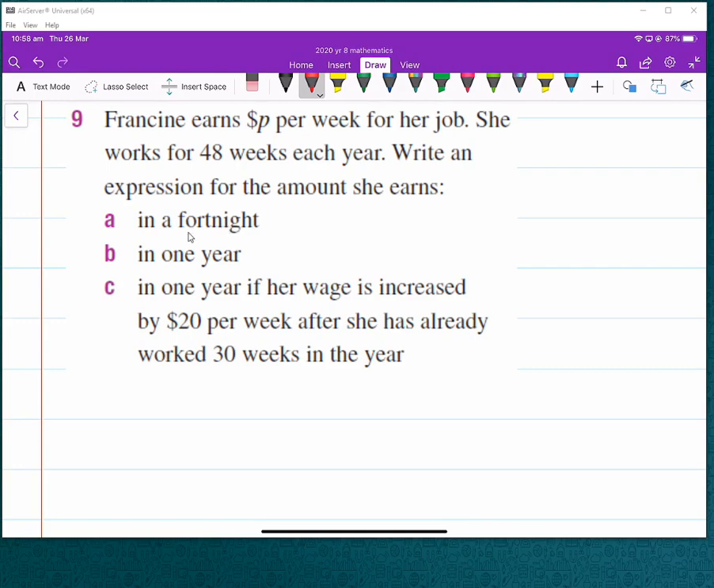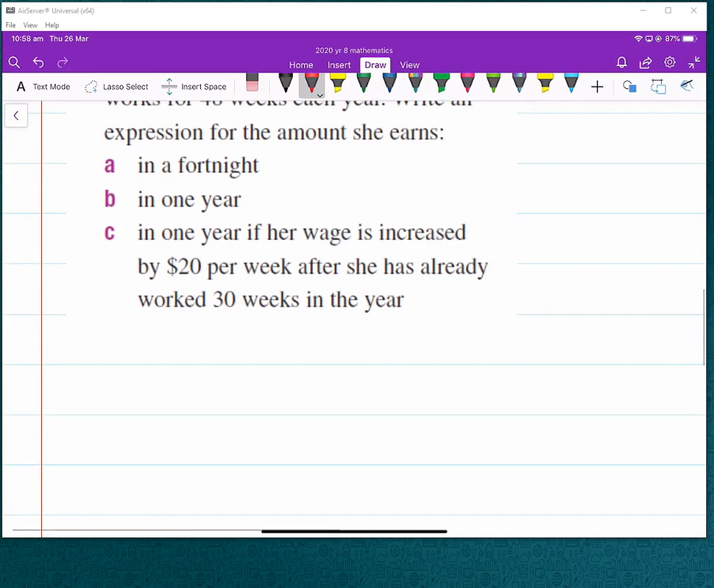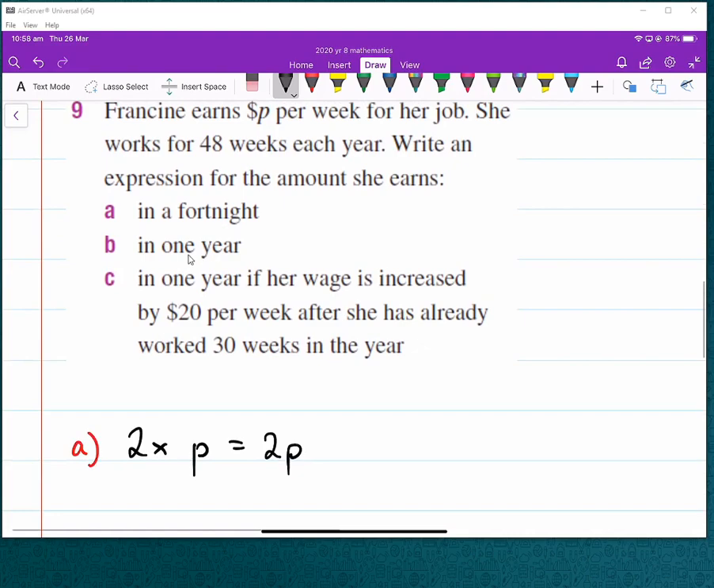However, because we know a fortnight is 2 weeks, for A, I'm just going to write 2 times P, which is equal to 2P. I'm not even going to put the dollars symbol here. Again, you can just write straight 2P. I'm just showing you the expanded form, but 2P is what she'll get. In 1 year, well, she works for 48 weeks of the year.